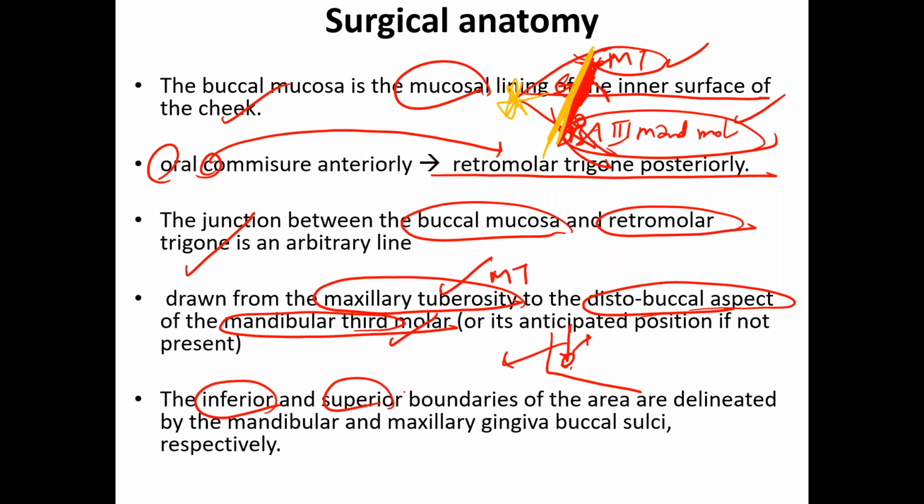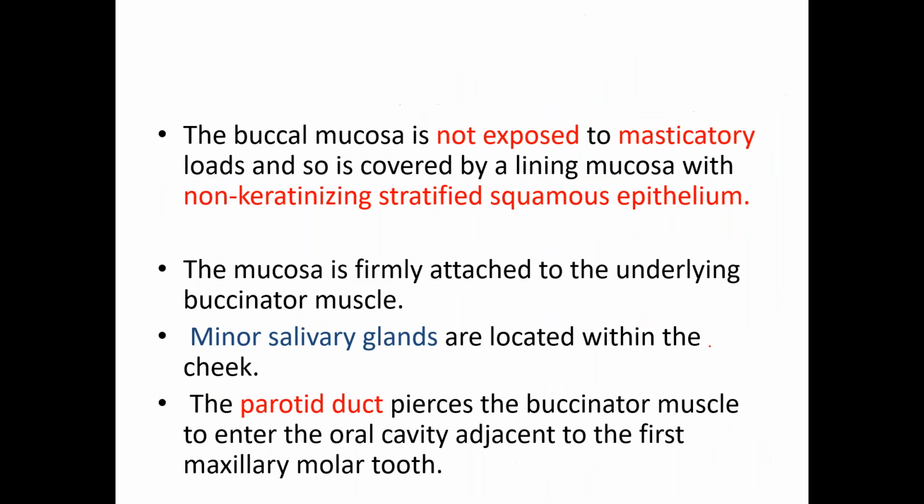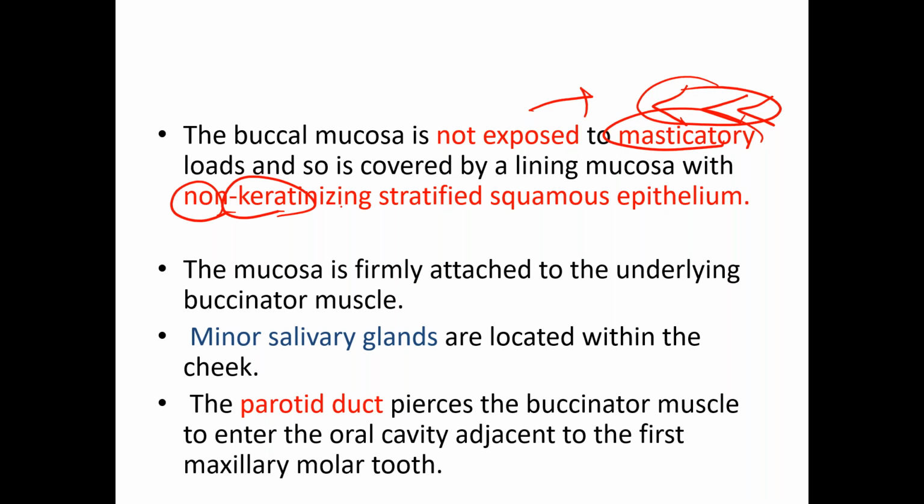The inferior and superior boundaries: what are they? When you take the lip like this and open it, there are maxillary teeth like this and then mandibular teeth like this. This becomes the gingivobuccal sulcus, the gingivobuccal sulcus of the upper jaw and of the lower jaw. They are called gingivobuccal sulci. It is not exposed to much masticatory load. It is only helpful to drive the food from the cheek towards the oral cavity. It is lined by non-keratinized stratified squamous epithelium.